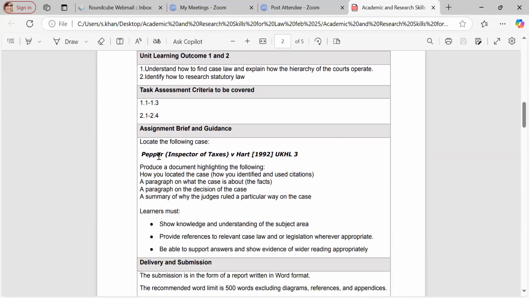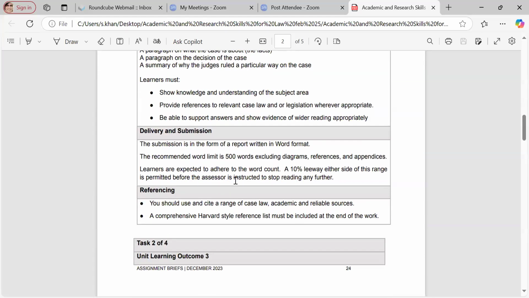For the first one, locate the following case, Pepper and Hart, and then produce the following. So 4 elements of that. Do not change the wording, please. Again, I reiterate this again and again. Do not change the wording. So that's task 1, 500 words.